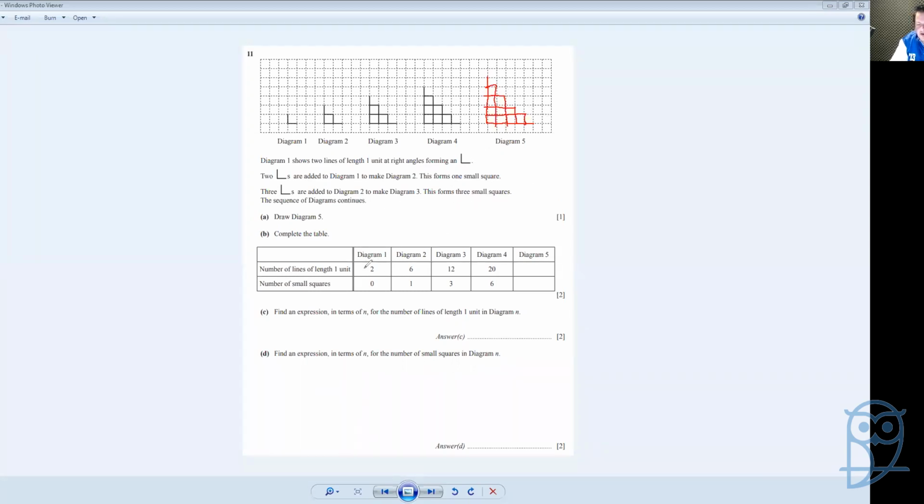So we have over here, we are asked to complete the table. The number of lines of length unit 1. So diagram 1, there are 2 lines. Diagram 2, there are 6 lines. Diagram 3, there are 12, 20. Diagram 5, we can look, we can totally count, or we can follow the pattern. So just in case you have somehow messed up this diagram, it's a good idea to rather use the pattern to get this value instead of counting. And then if you use the pattern, you can then count to see if this diagram links or not.